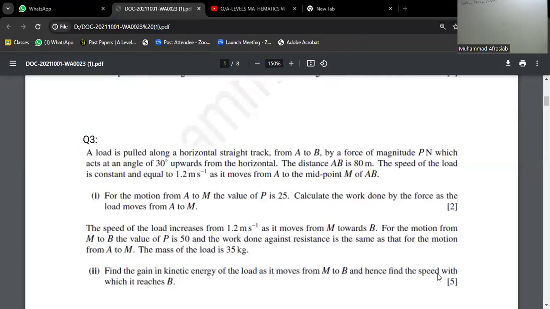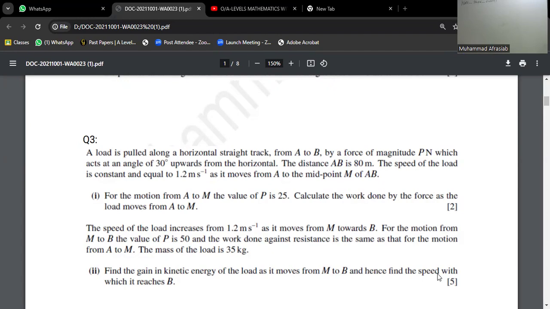We are now starting question number 3 for this topic of work, power, energy for M1. A load is being pulled along the horizontal track from A to B by a force of magnitude P Newton, which acts at an angle of 30 degrees upward from the horizontal. The distance AB is 80 meters.